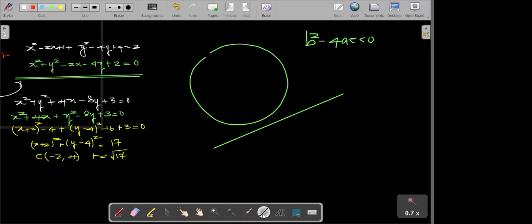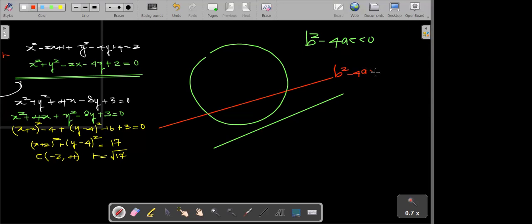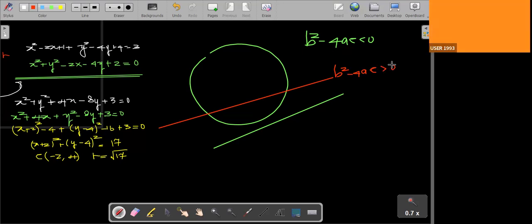If the circle and the line are intersecting, what's going to happen? There are two solutions. So b squared minus 4ac is greater than 0. Look at this one. I'm writing in the same color to make clear which color represents which one. You see green and green, they do not intersect. And if it's a tangent, you see something like this. The circle and the straight line touch at one point. So b squared minus 4ac is equal to 0. You get it?